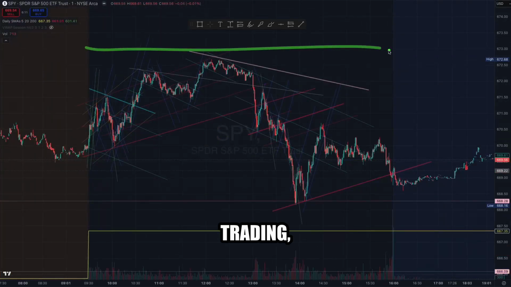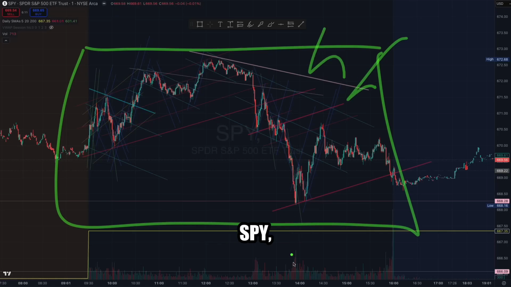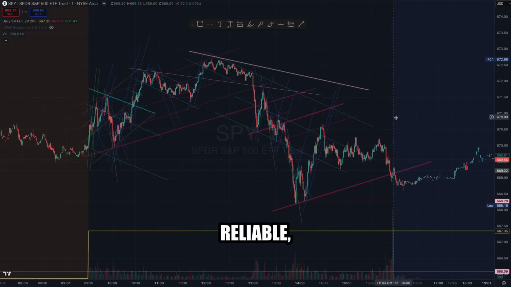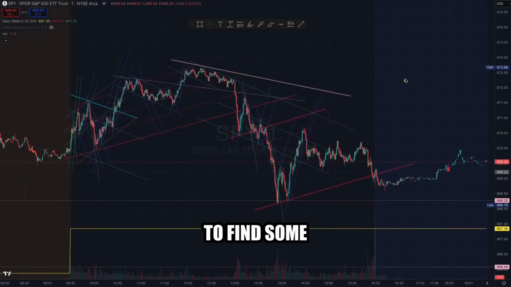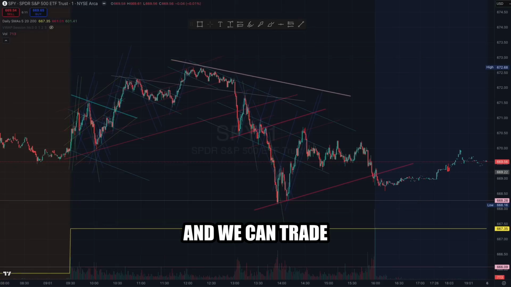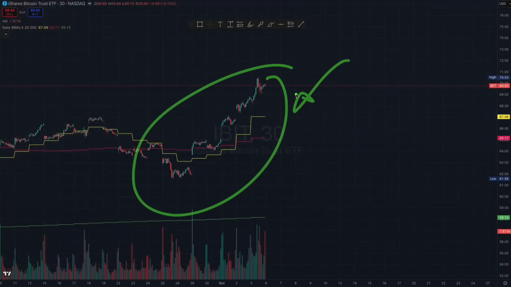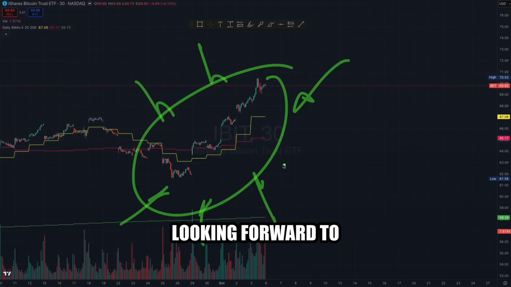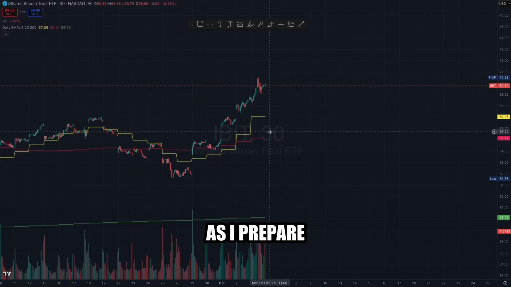But otherwise, if you're day trading, try to stick to SPY, SPX, ES, the futures. They are more reliable. It's much easier for you to find some sort of stability to manage your risks. We can trade other ways on top of day trading with the other tickers, as I mentioned, and I will explore that. Looking forward to doing that as I prepare for the last quarter of the year as well as the brand new year.